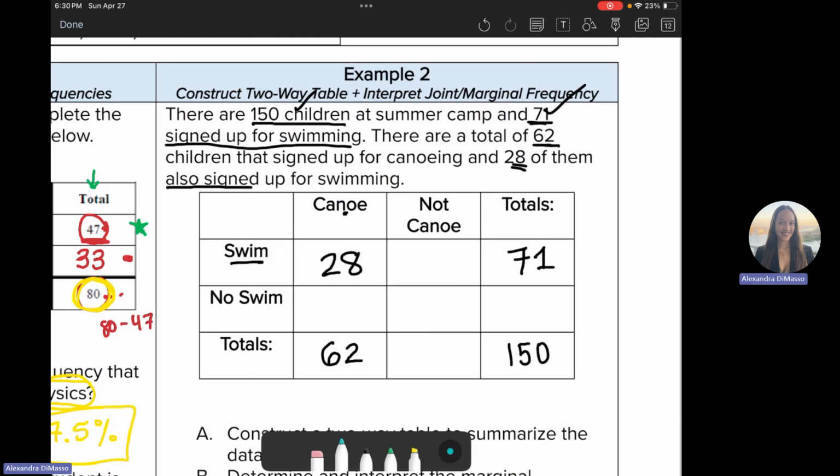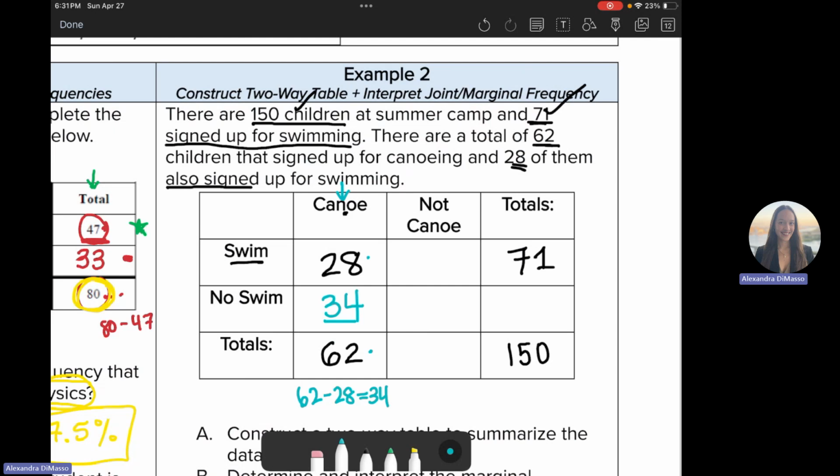So if I look at the column for canoes, I see 28 people signed up for swimming. I can figure out how many did not want to swim because my total for canoeing is 62. So if I subtract 28 from 62, I'm going to get 34. So that's my no swim total here.